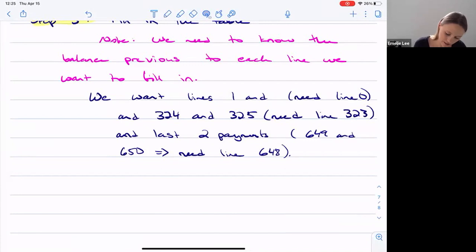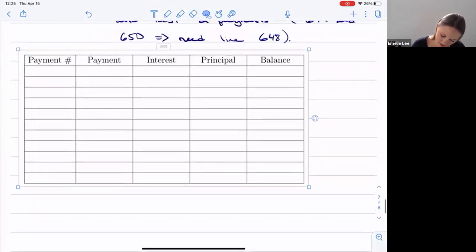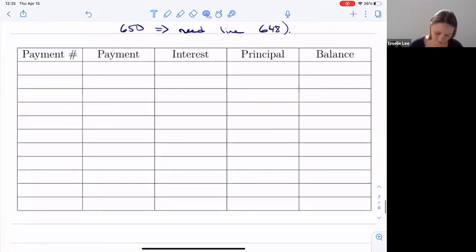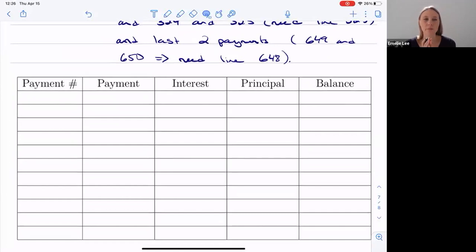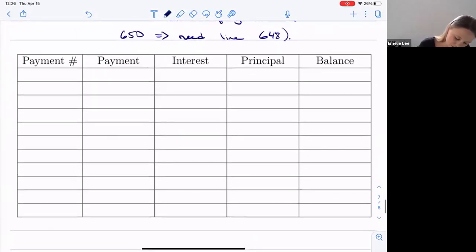All right, so now we're ready to have a look at this table. I know I need line 0, 1, 2, and then I need 323, 324, and 325, and then I also need 648, 649, and 650. So that's where I'm going to start. Always start with payment 0, and then I need 1, 2, and then dot dot. I am pretty sure I only have room for one line of dot dots. I'll test it out.